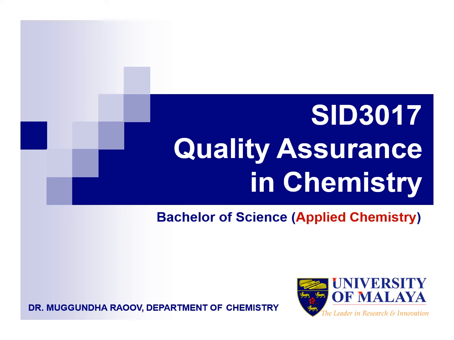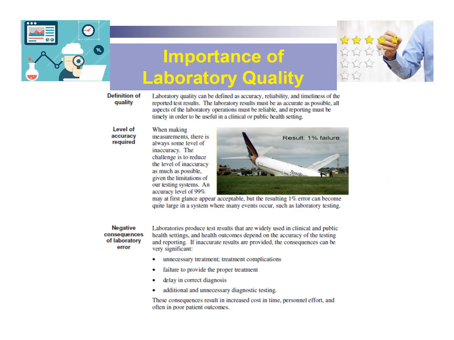Today we are going to continue with SID 3017 Quality Assurance in Chemistry. So basically we have covered the introduction and a little bit of principles of valid analytical measurements. Importance of laboratory quality. Laboratory quality can be defined as accuracy, reliability, and timeliness of the reported test results.